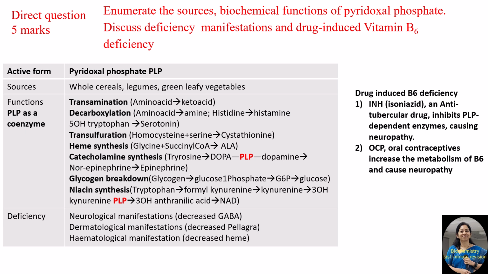Coming to drug-induced B6 deficiency, this is seen with INH, isoniazid, an antitubercular drug. This inhibits PLP-dependent enzymes, causing neuropathy. Next, the drug is oral contraceptives, which increase the metabolism of PLP or B6 and can cause neuropathy.